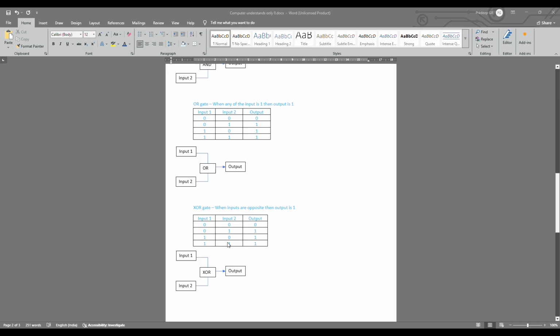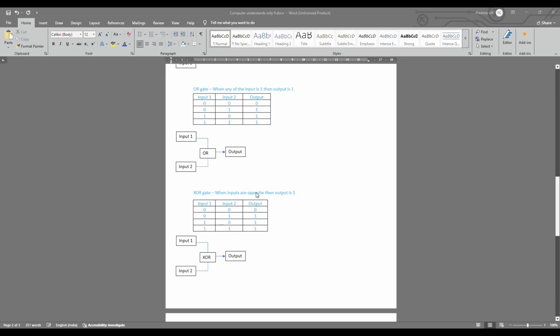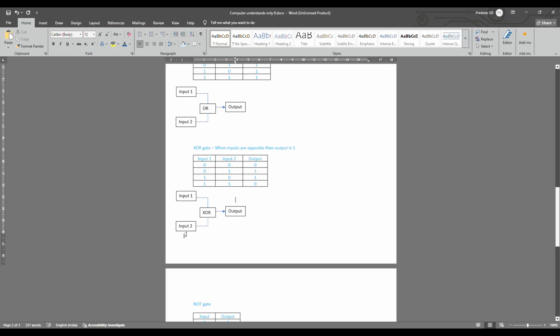So next is the XOR gate. When the inputs are opposite, then the output is 1. That means when the inputs are opposite, 0 and 1, the output is 1. When the inputs are the same, 0 0, then the output is 0. Here inputs are opposite, 1 and 0, then the output is 1. When inputs are the same, 1 1, the output is 0. So the XOR gate looks something like this with 2 inputs, and the output is 0 1 1 0.